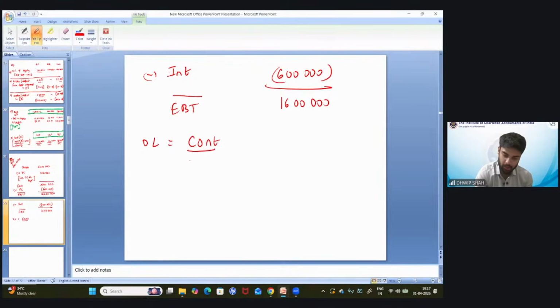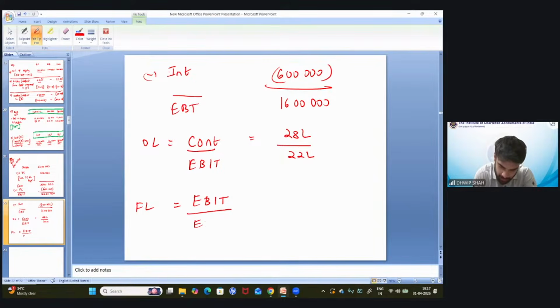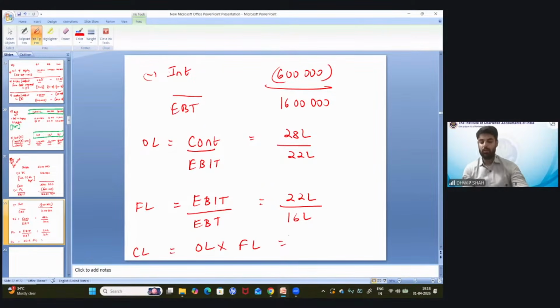OL is equal to contribution upon EBIT. Contribution is 28 lakhs, EBIT is 22 lakhs. FL, since there is no preference share capital, FL is EBIT upon EBT. ठीक है? EBIT is 22 lakh, EBT is 16 lakh. Combined leverage is OL into FL. Tell me, how much is my OL coming to? 28 lakh divided by 22 lakh, 1.2727 and so on. Second is 22 lakh divided by 16, 1.375. 28 divided by 22 into 1.375. So this comes to 1.75.